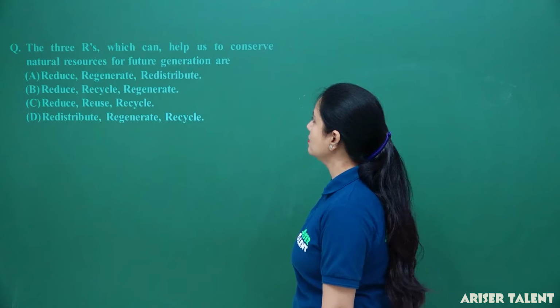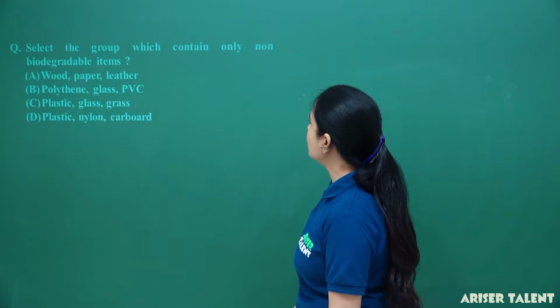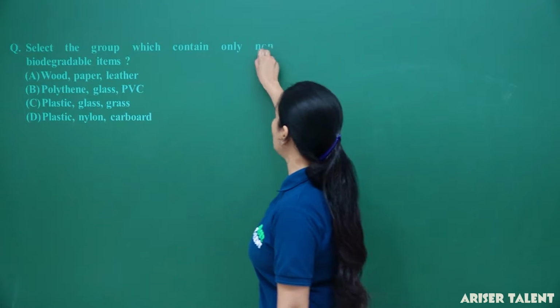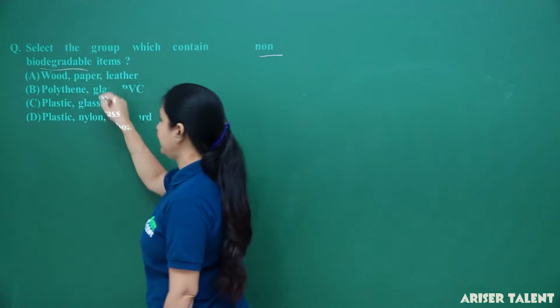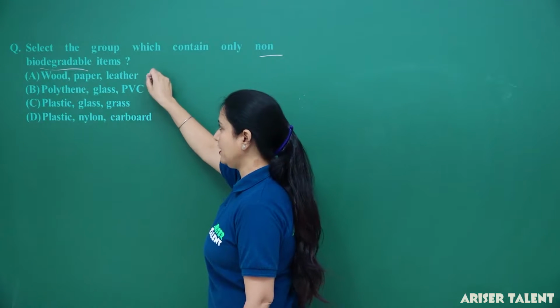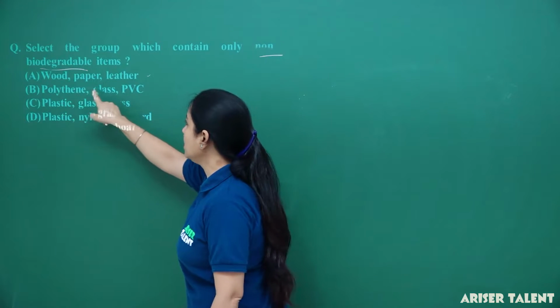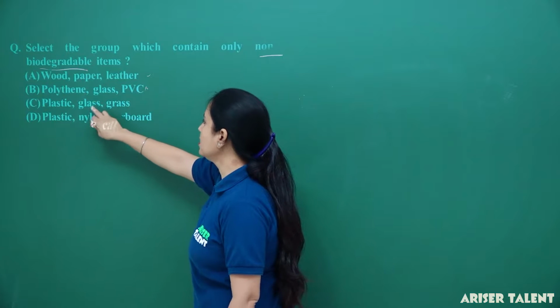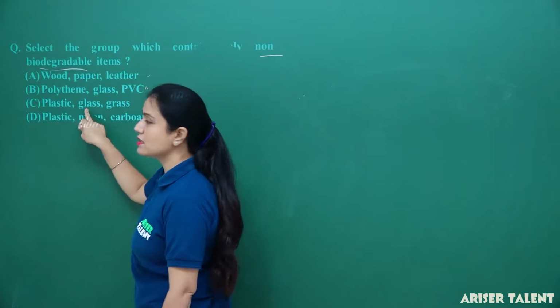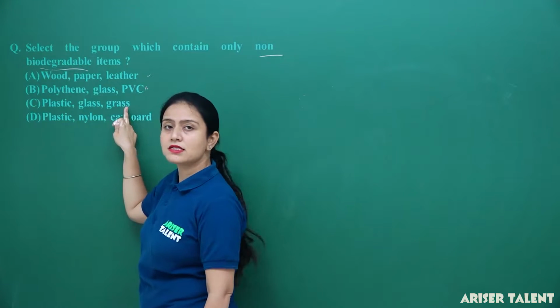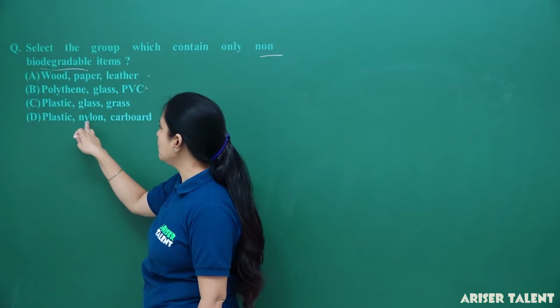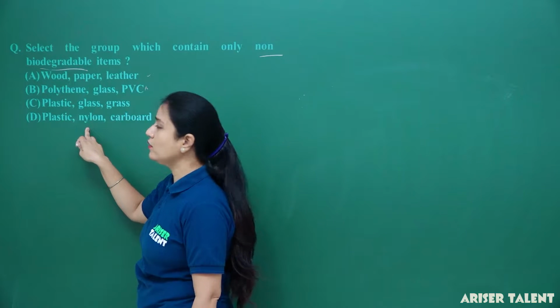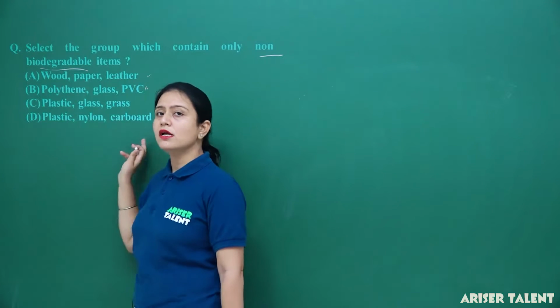Next is, select the group which contains only non-biodegradable items. Wood, paper, leather, they are biodegradable. Polythene, glass, PVC, they are non-biodegradable. And plastic, glass, grasses. Plastic and glass are non-biodegradable, but the grass is biodegradable. Plastic, nylon, cardboard. Plastic and nylon are non-biodegradable, but the cardboard is biodegradable.